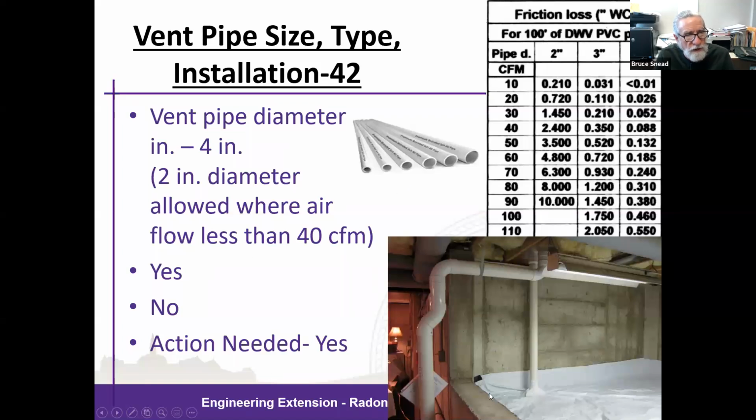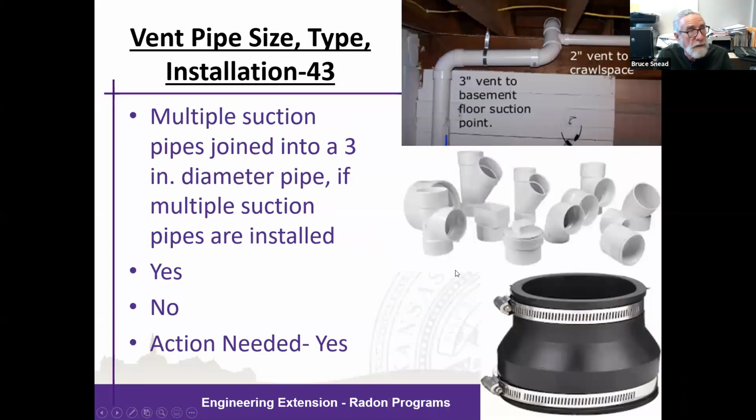And so you just see a piping system here that has a subslab suction penetration on the left and then a membrane penetration here on the right. And you can see the pipe size has been varied according to the necessary airflow and vacuum. If you have multiple suction points joined together, you need to have a minimum 3-inch diameter pipe. And that's what's shown here in the upper slide, where there's a 3-inch vent to the basement suction point and a 2-inch vent going to a well-sealed crawl space.